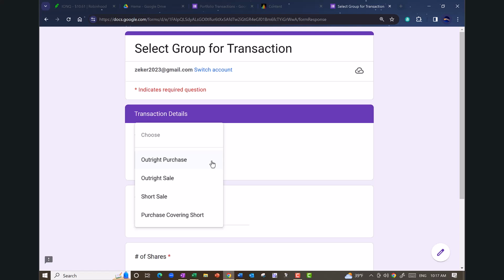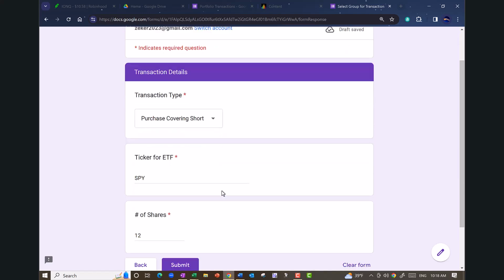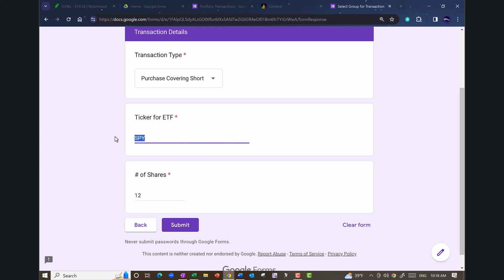Your type: outright purchase, you're just buying stuff. Outright sale, you are selling something you already own. Short sale, you're selling something you currently do not own. And if you're buying to cover a short. So you're going to pick that, enter your ticker. Maybe I'm doing WOO today, okay? And number of shares, right? I did not put the price on purpose because I have no control over when you're doing this. So when you make these decisions, we're going to value them at the closing prices.